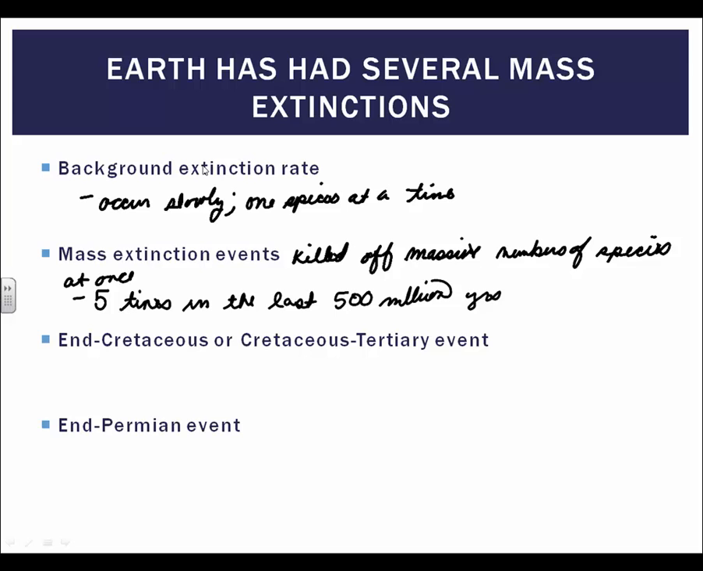So generally, mass extinctions have been followed by an increase in species diversity as new species have arisen and occupy new habitats or exploit newly available resources. But mass extinction is generally signified by losing 50 to 95% of all species at one time.